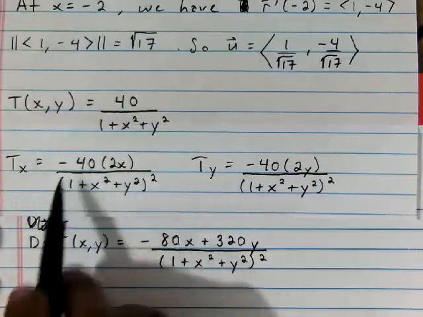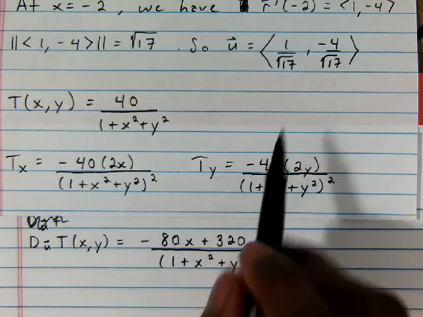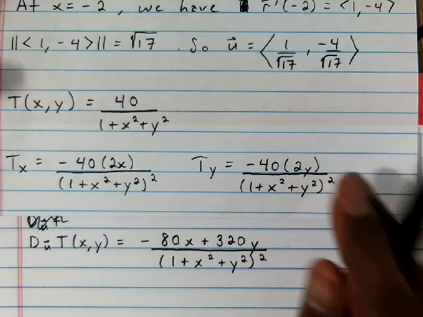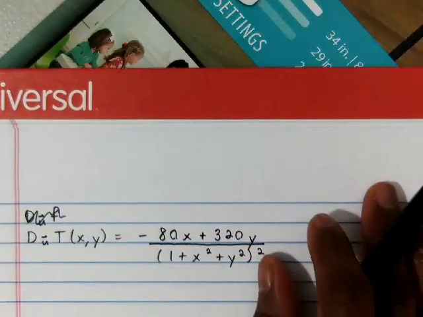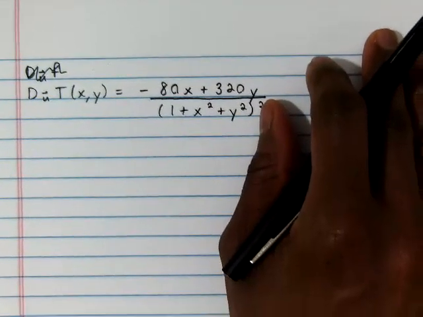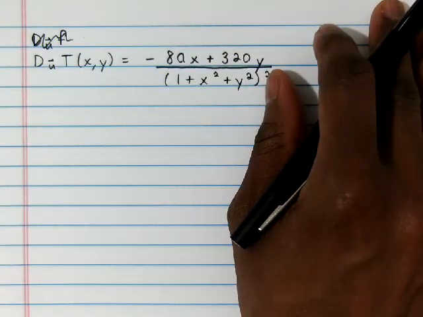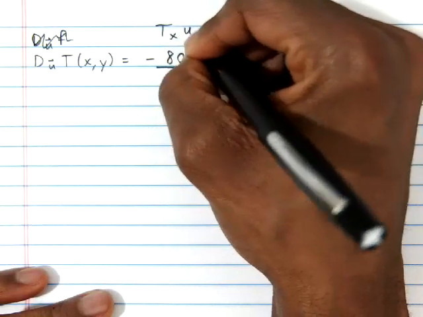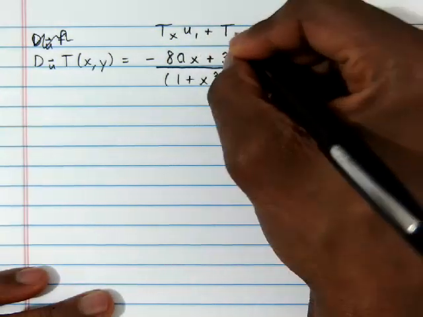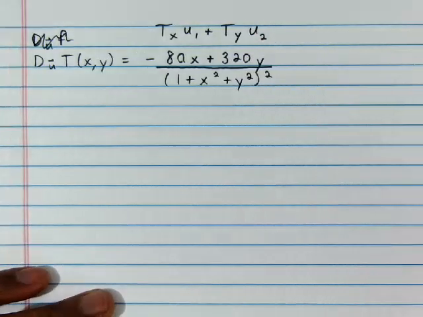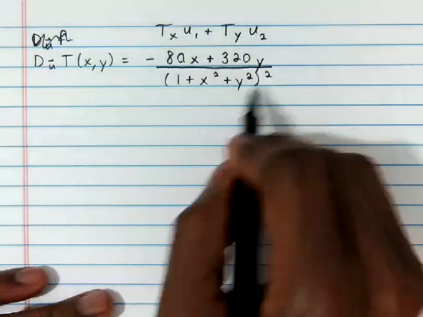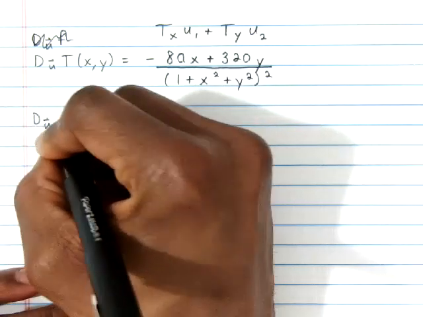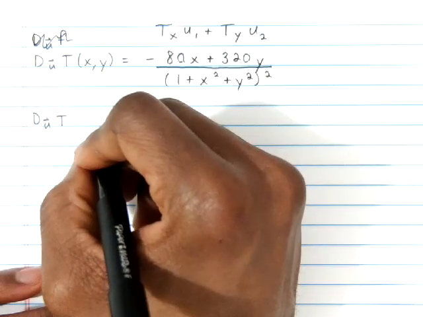So I did this t sub x times u sub 1 plus t sub y times u sub 2. So I'll just write that over here as well. This was t sub x times u sub 1 plus t sub y times u sub 2. And that's how we got this. And now we just need to plug in our point, which was negative 2, 4.